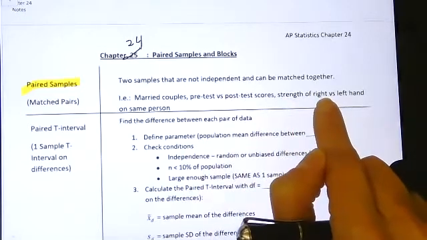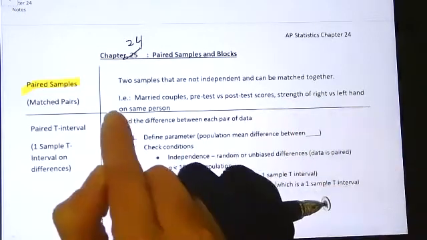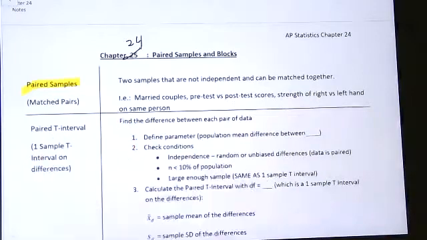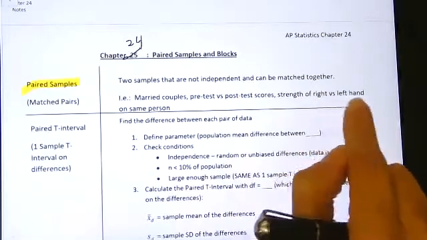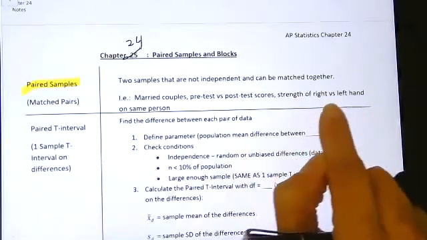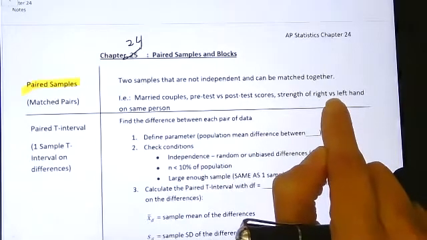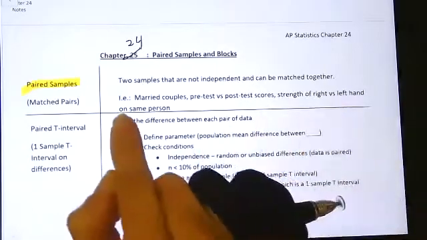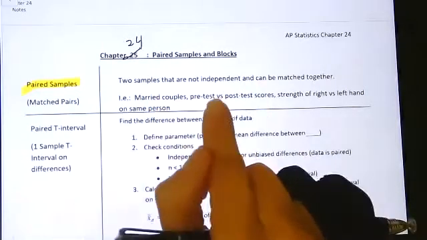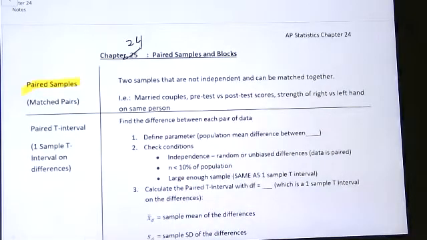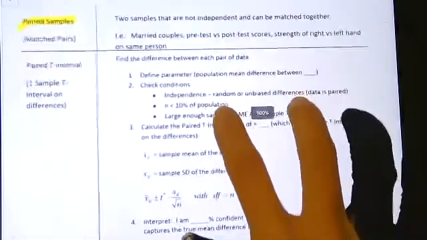So someone's pre-test score is not independent of their post-test score. Example, strength of your right versus left hand. If it's on the same person, one person is either super strong and we would expect both hands to be strong. Maybe the right hand is a little stronger than the left is what we would actually be interested in testing. However, they would have a relationship between their two hands compared to a separate person that might not be as strong. So these are all examples of samples that are not independent that are paired.